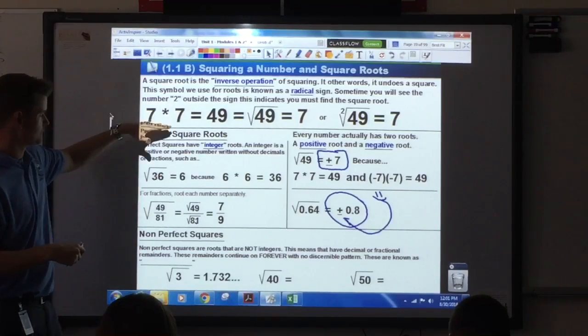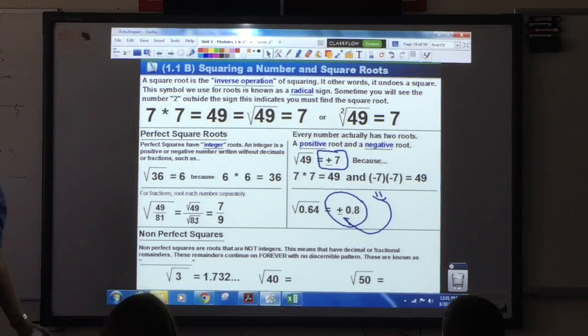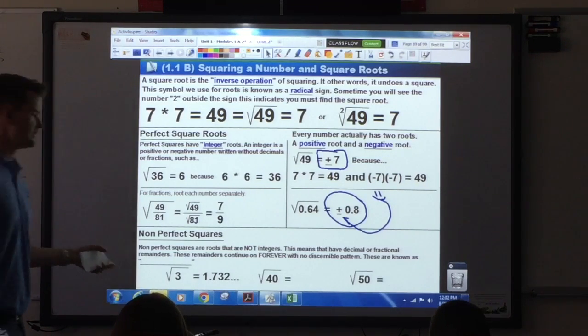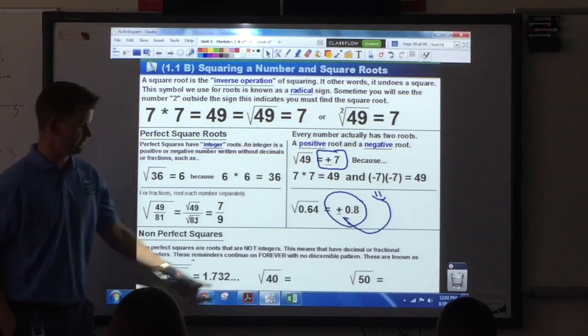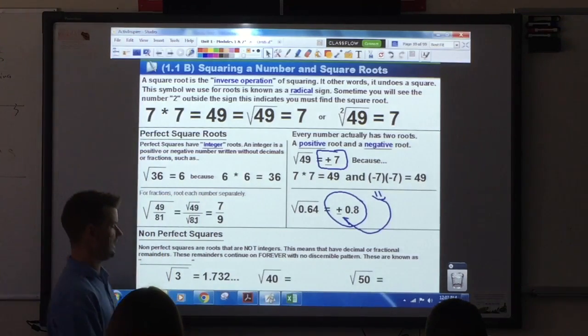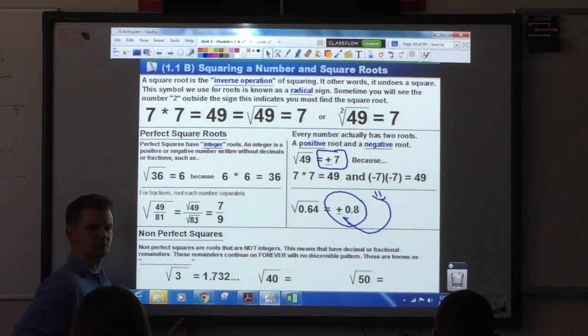All right. So those are perfect squares. We also have non-perfect squares. Remember that example from earlier, the square root of 3? If you put that in your calculator, you got a decimal, and your calculator ended. But in reality, if you take the root of any non-perfect square, such as 3, 40, 50, those decimals never end. And we show that by writing the first 3 digits. So in your calculator, everyone take the square root of 3. You get 1.732, and there's some numbers after it.